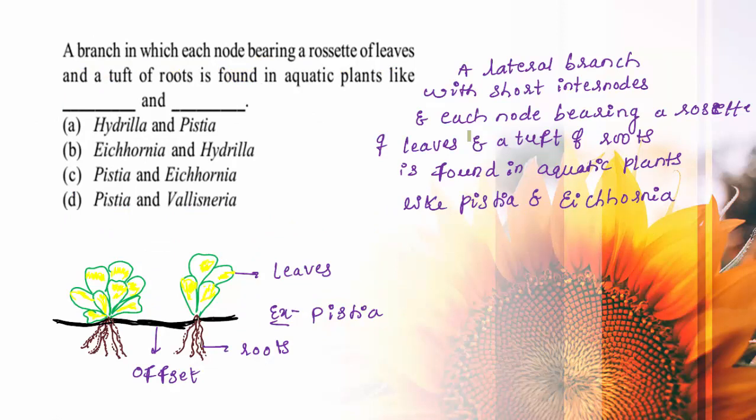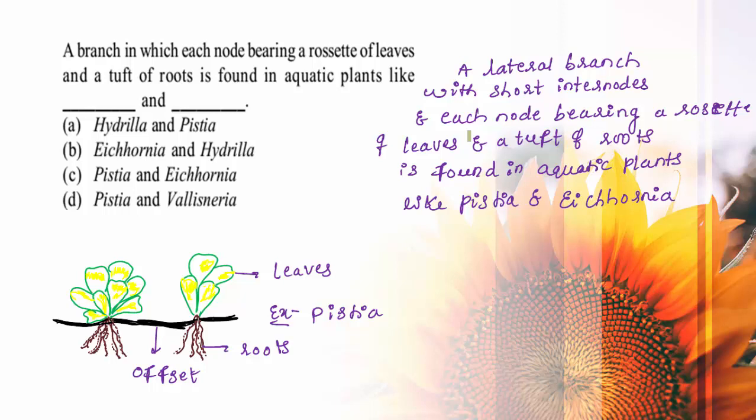A branch in which each node bearing a rosette of leaves and a tuft of roots is found in aquatic plants like dash and dash. The given options are Hydrilla and Pistia, Eichhornia and Hydrilla, Pistia and Eichhornia, Pistia and Vallisneria. So all these examples which are given in the options are hydrophytic plants or hydrophytes. What are hydrophytes? The plants growing in aquatic habitat are called hydrophytes.